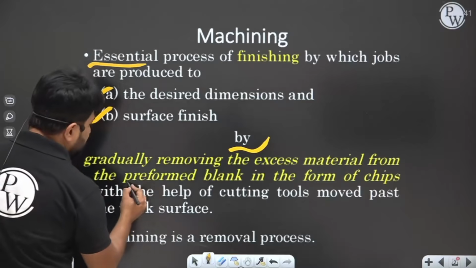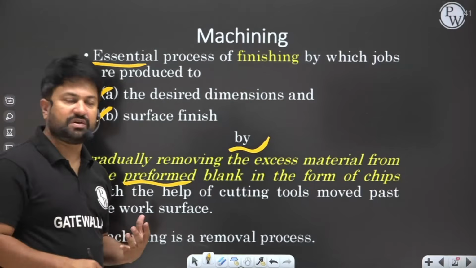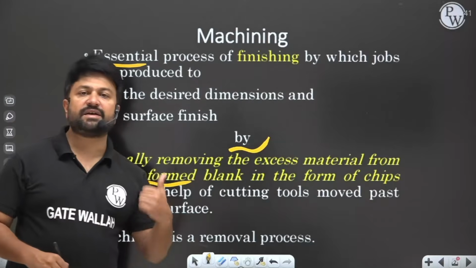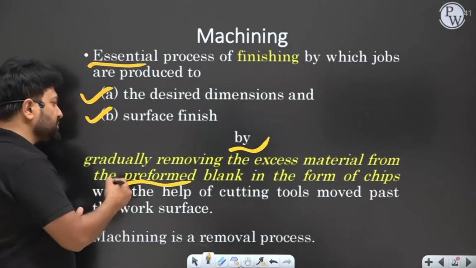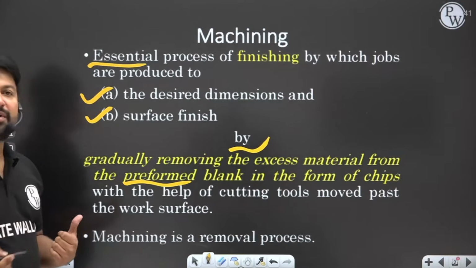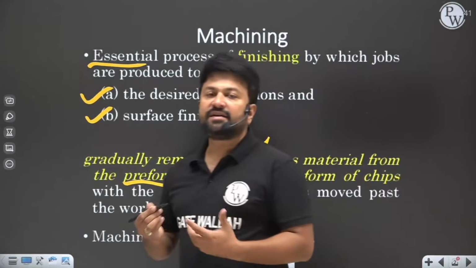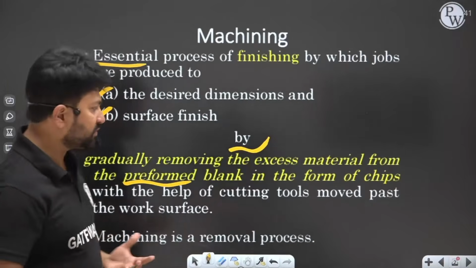from the preformed blank. The meaning of preformed is initial, that is the initial workpiece. From the initial workpiece we are removing the excess material in the form of chip. So overall we can say that machining is a removal process.